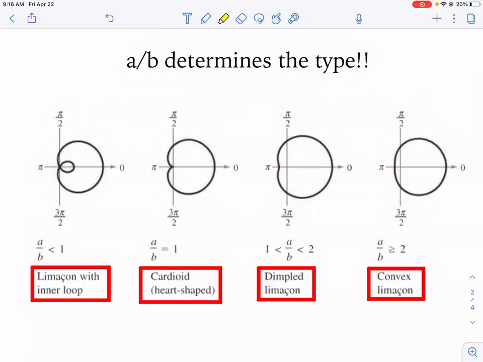I'm waiting for you to write down what you need to. You need to be able to tell me what kind of Limaçon that we have. So like yesterday, when I asked you for the type, you said rose, 4 petals. Here, you're going to say Limaçon, dimpled, Limaçon, loop.